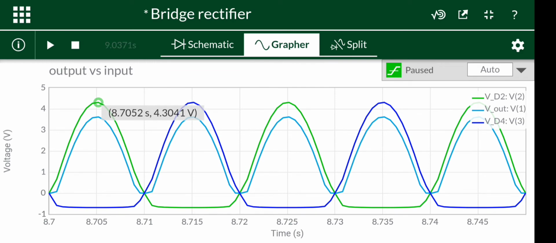The light blue waveform is the output waveform V out, and it has 3.6 volts peak. It includes 2 diode drops because each waveform is going through two diodes. So plus 0.7 and plus 0.7, 2 drops included.